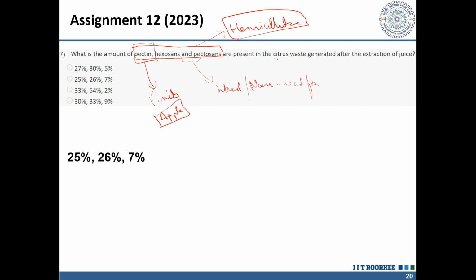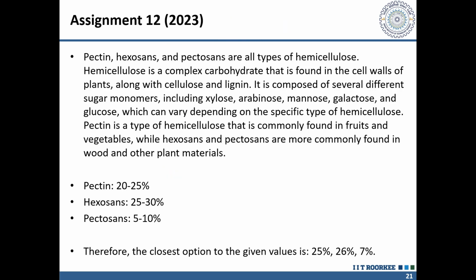So citrus waste mostly has 25% of pectins, 26% of hexosans, and 7% of pentosans. Basically, pectin is in the range of 20 to 25, hexosans are in the range of 25 to 30, and pentosans are in the range of 5 to 10%. Therefore, the closest answer is 25% pectin, 26% hexosans, and 7% pentosans.